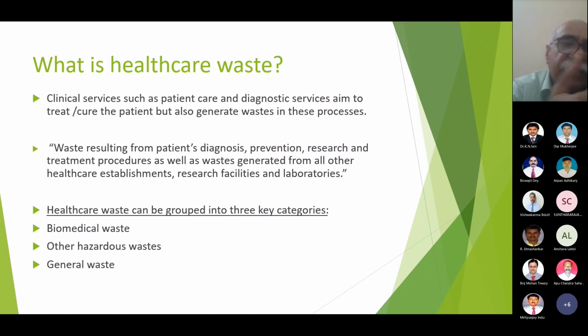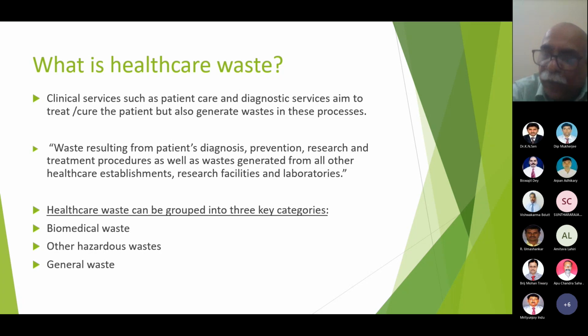So what is healthcare waste? Any waste resulting from the patient's diagnosis, prevention, research, and treatment procedures, as well as waste generated as a result of other activities carried out in the healthcare establishment, research facilities, and laboratories. All this constitutes healthcare waste. Anything that is generated from healthcare institutions is healthcare waste.